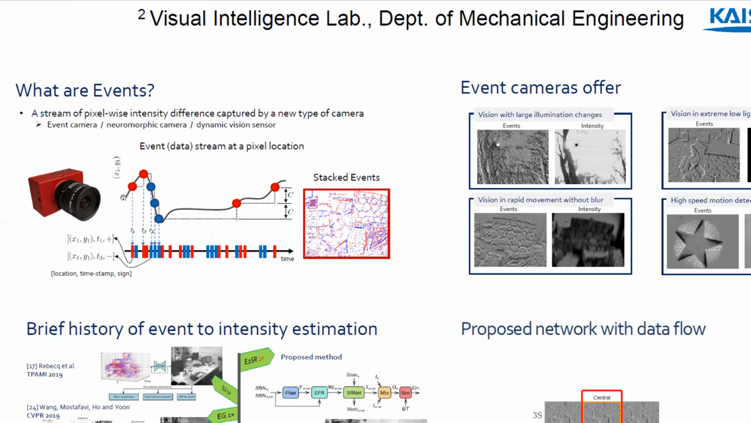If the intensity goes higher than a predefined threshold, that pixel location together with its timestamp is reported as a positive event, colored in red. If the intensity drops and goes lower than a threshold, it's reported as a negative event, colored in blue, together with its timestamp and the pixel location. And this will create a stream of outputs.